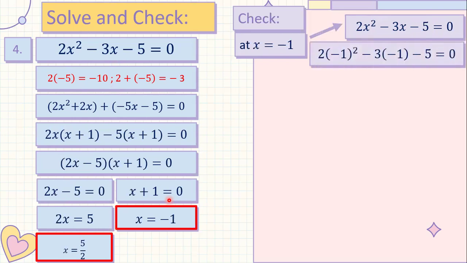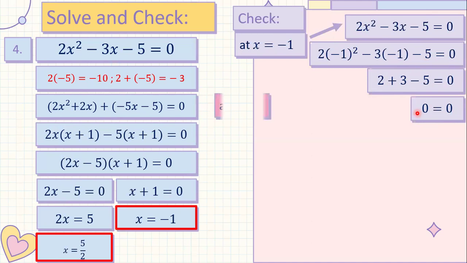So we have 2 times -1 squared minus 3 times -1 minus 5 is equal to 0. So first, -1 squared is 1 times 2, that gives you 2. -3 times -1 is +3, and minus 5 is equal to 0. So 2 plus 3, that is 5. 5 minus 5 is 0. So they are equal with each other. Therefore, x as -1 is a solution.